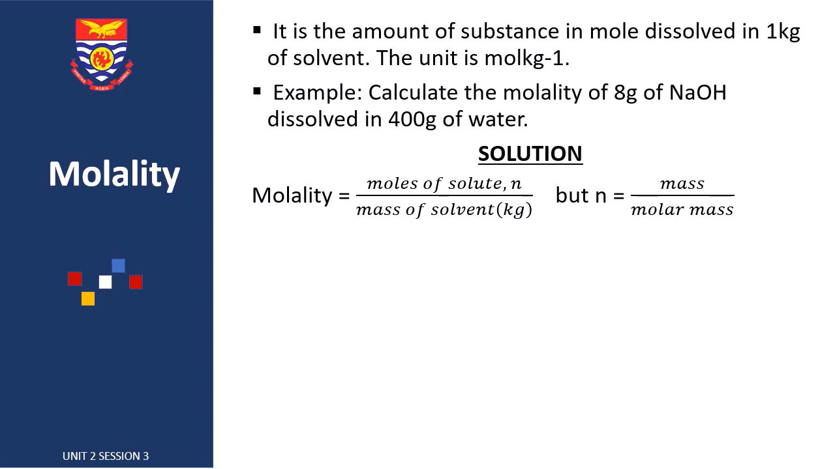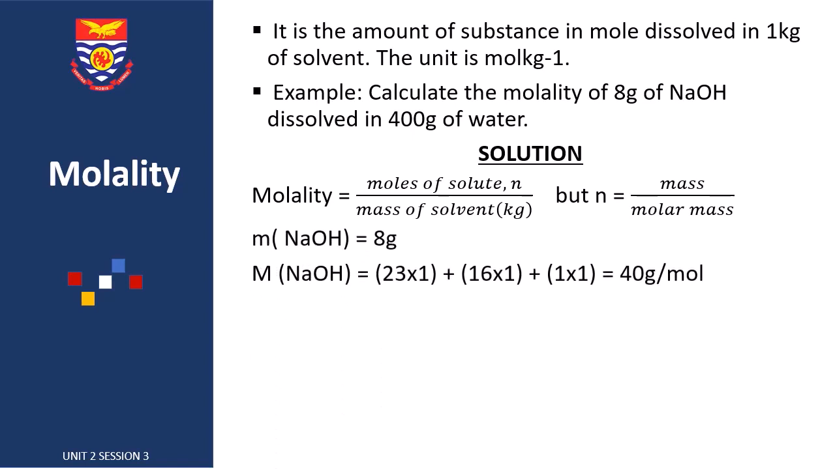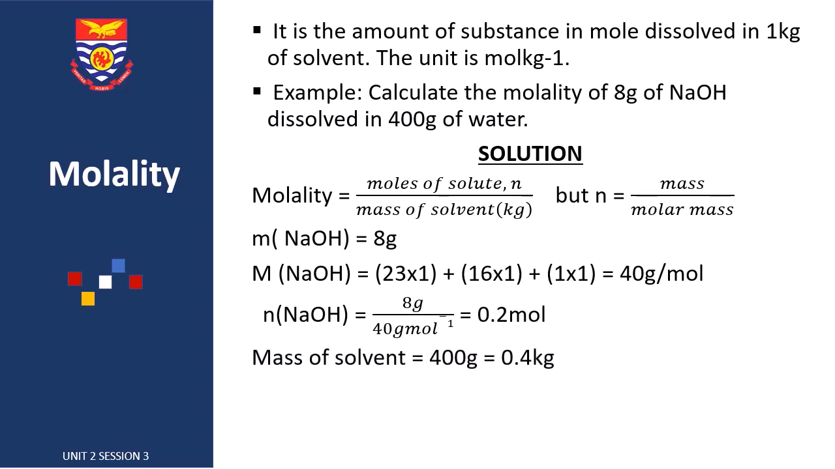Now we have our mass, we can find the molar mass of the sodium hydroxide. We do that in order to find the number of moles, and we have our number of moles to be 0.2. So knowing the number of moles, we just go back to our relation for the molality and do our substitution. Like I said, we have to convert the mass of the solvent, which is in grams, into kilograms, and that gives us 0.4 kilograms. Then we do our substitution into the molality relation, and we have 0.5 mole per kilogram. So that is for molality.